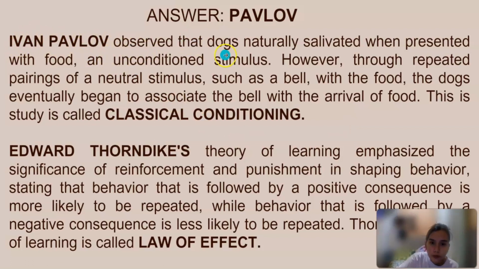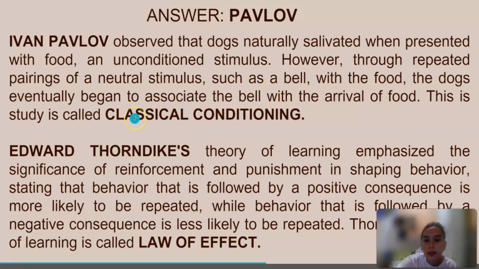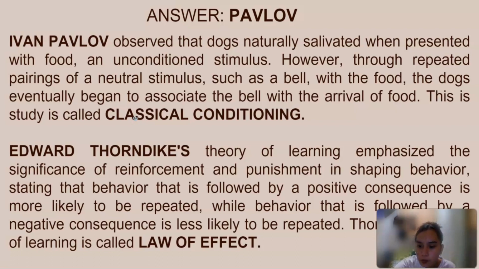Ivan Pavlov observed that dogs naturally salivated when presented with food, an unconditioned stimulus. However, through repeated pairings of a neutral stimulus, such as a bell, with the food, the dogs eventually began to associate the bell with the arrival of food. This study is called classical conditioning. So again, this is called classical conditioning by Ivan Pavlov.